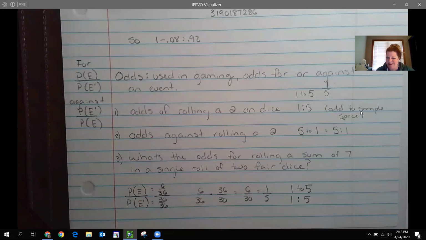We have a lot of 1 to 5s and 5s to 1s. Just happens to be what I picked. Okay, so odds are just probabilities, kind of leaving off your sample space.